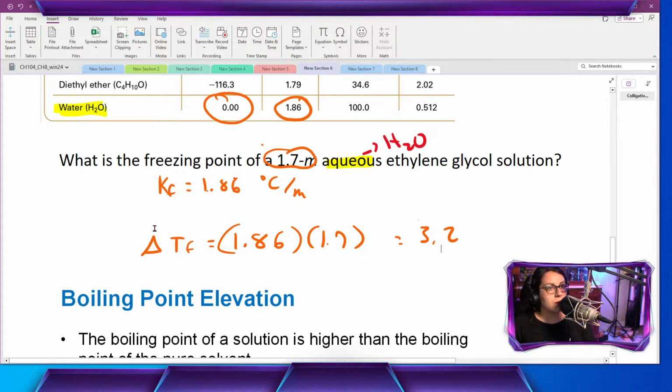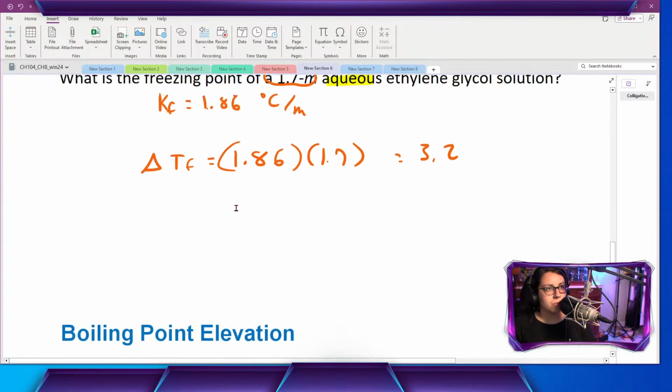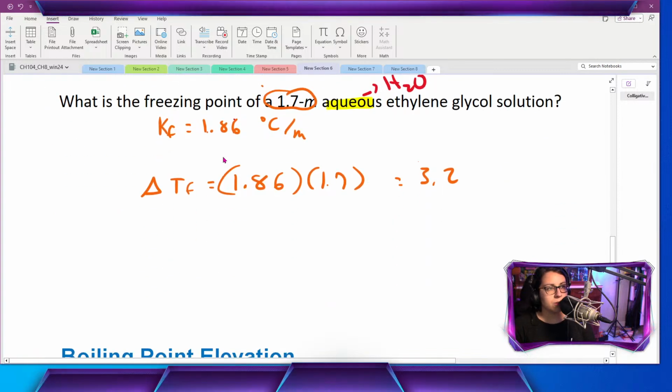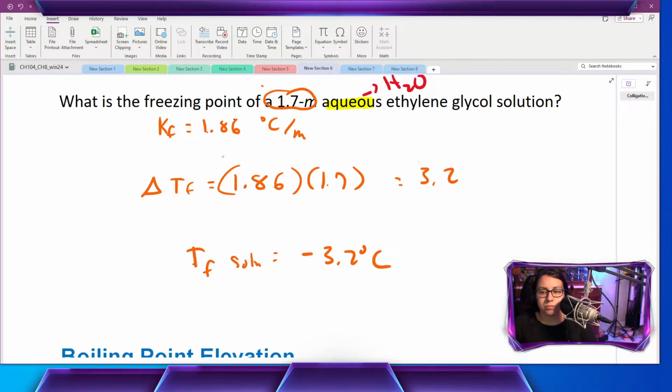And so that means a change in temperature. And luckily, water has a 0 freezing point, so we can easily do the math. So then the freezing temperature of our solution is negative 3.2 degrees Celsius. Questions on that?